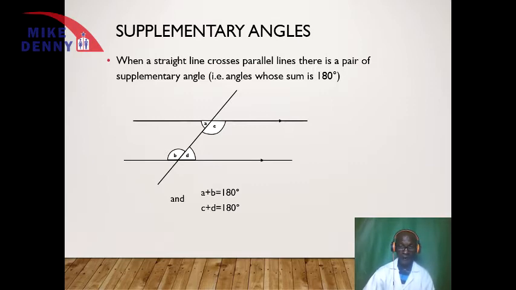So immediately you find two parallel lines cut across by a straight line, you should know that this angle plus this will give 180 degrees, and this plus this will also give 180 degrees. So if you are given C, you can find D. If you are given D, you can find C by subtracting the one that is given from 180 degrees.